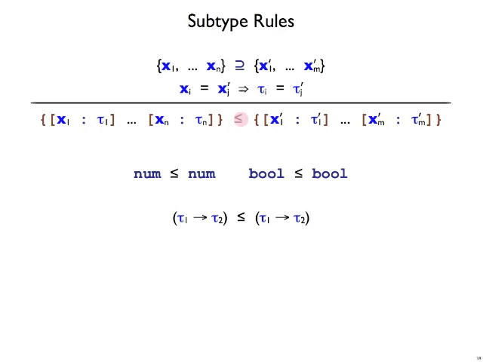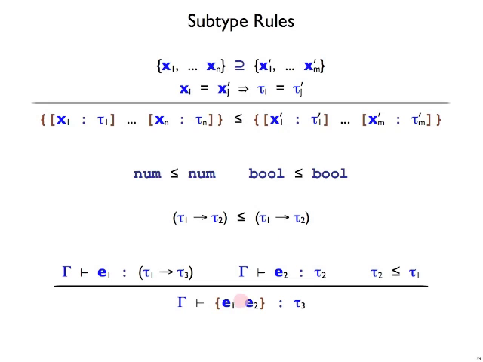To finish defining this subtype relation, we need to make it work on all types, and so we just say num is a subtype of num, bool is a subtype of bool, and every function type is a subtype of itself as well. And with that, we can adjust our application rule to say that you need a function that takes a tau1 to a tau3, and you need an expression. We used to write tau1 here. Now I'll write tau2, and I'll say that tau2 has to be a subtype of tau1. And by defining subtype on all types, we don't have to specialize this rule somehow to record types. We can just use subtype to say when things are allowed.